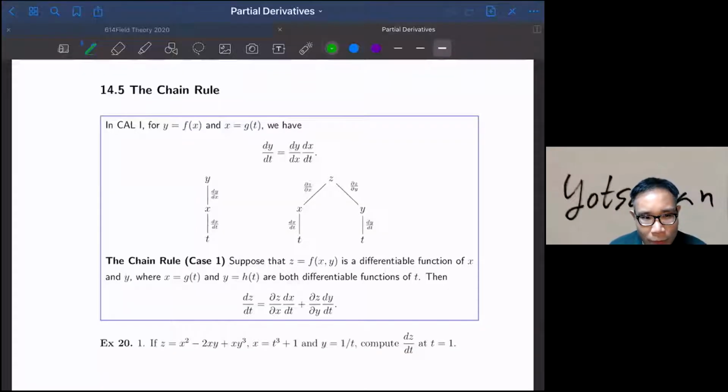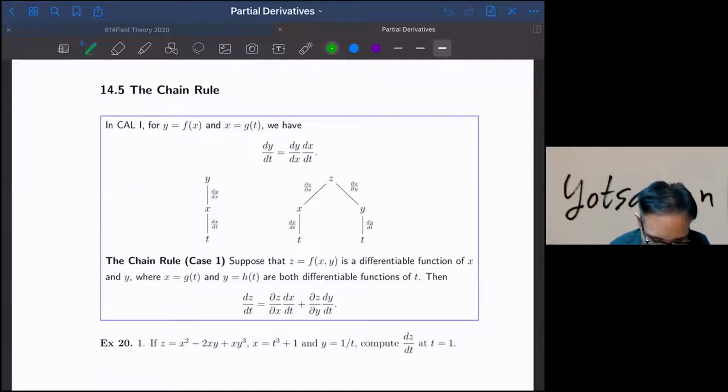In this video, we're gonna talk about the chain rule. The chain rule will allow us to find the partial derivative with respect to x and with respect to y in an easy way compared with the one that you use in calculus 1 also.